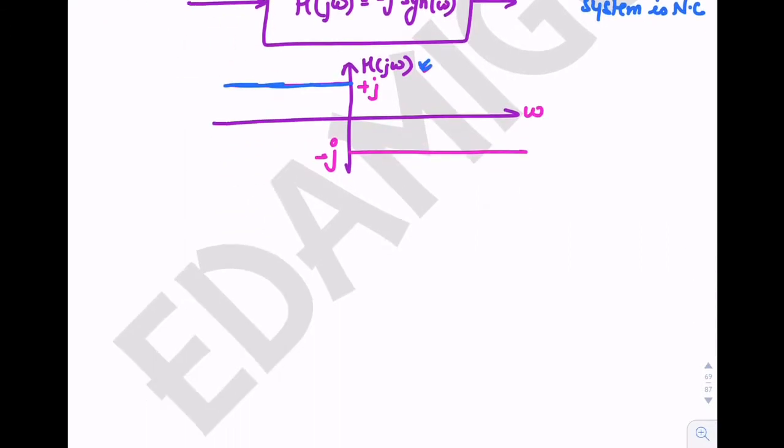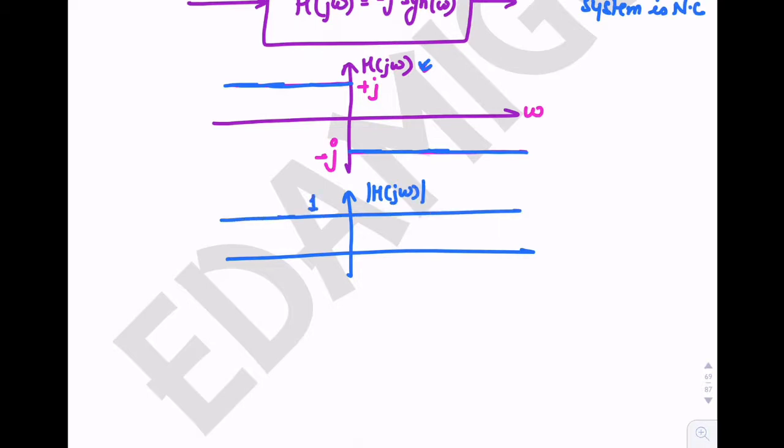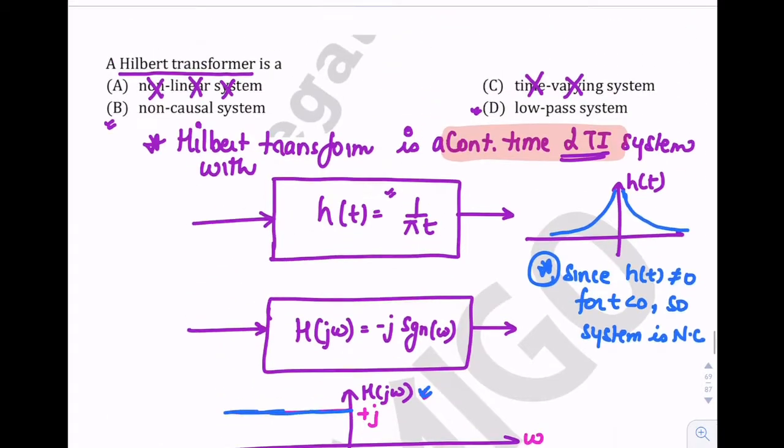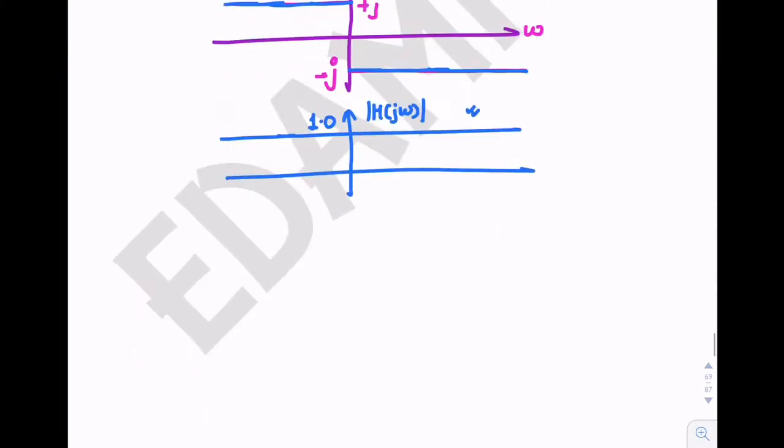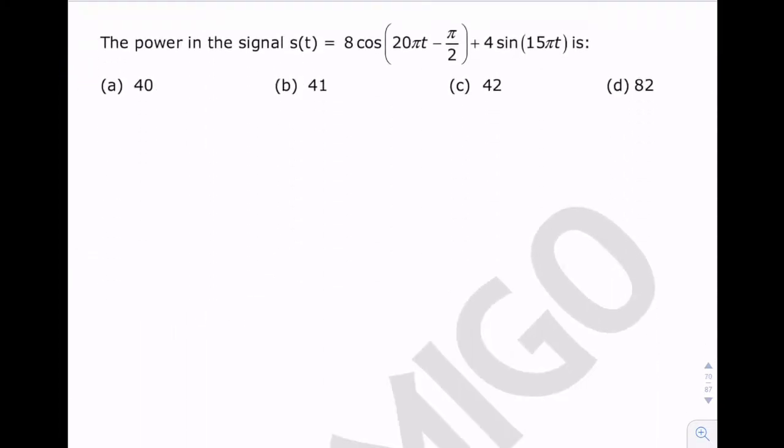And since we can see that H of j omega is plus j for omega less than 0 and minus j for omega greater than 0, if I draw the magnitude plot, then it will be equal to 1. So we can say that it is actually acting as an all pass filter, it is not a low pass filter. So D is also not the answer, the answer is B. So this is how we solve the question. Now let's move to another question.